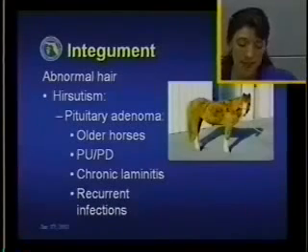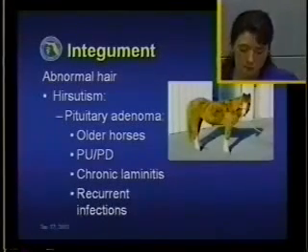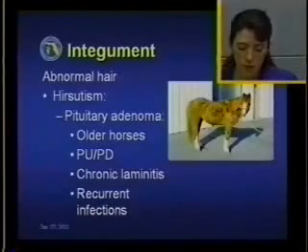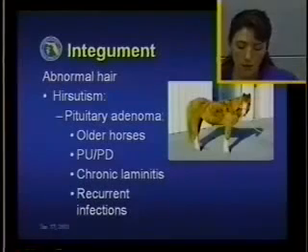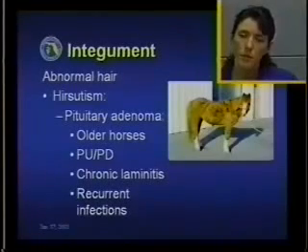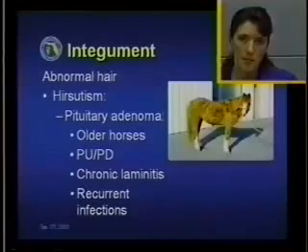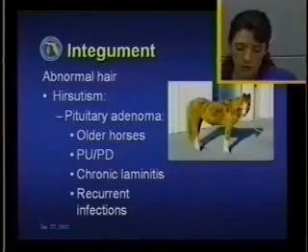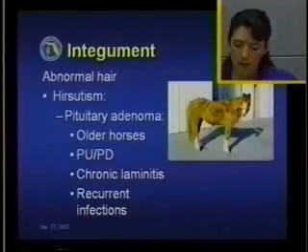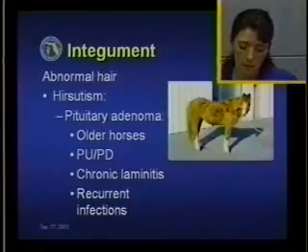This condition, as I said, is very common in older horses and is caused by the presence of a benign tumor within the pituitary gland, which is a pituitary adenoma. This tumor results in abnormal levels of POMC, proopiomelanocortin, which is a precursor of ACTH, and therefore the regulation of cortisol levels in the horse is disturbed.